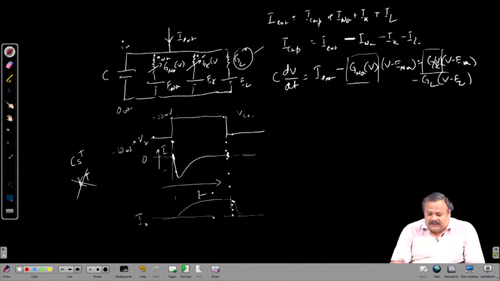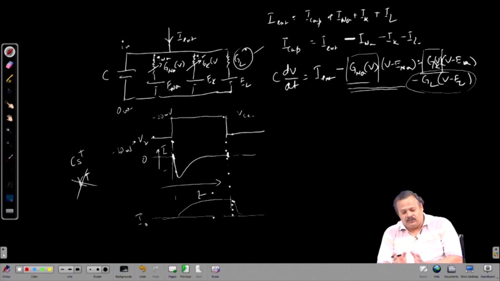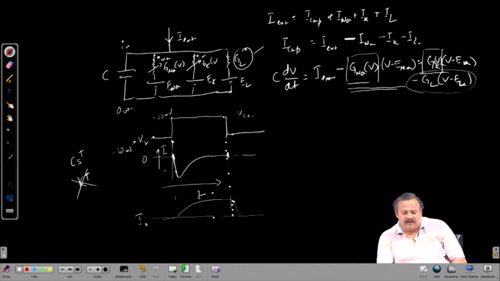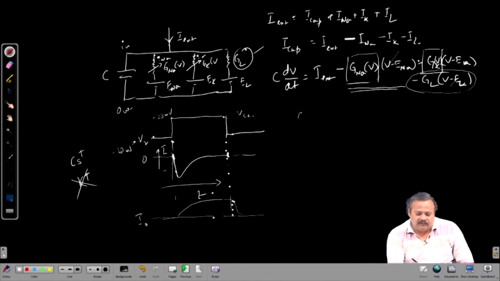So, let us say somehow we have blocked these sodium channels, and we know, because of the integrate and fire model, that we can have measurements to get G leak and E_L. That is not a problem to estimate. Then what we have here, if we remove this from this equation, is C dV/dt equals I external minus G_K as a function of voltage V, times V minus E_K.